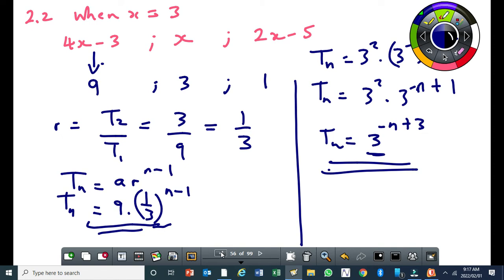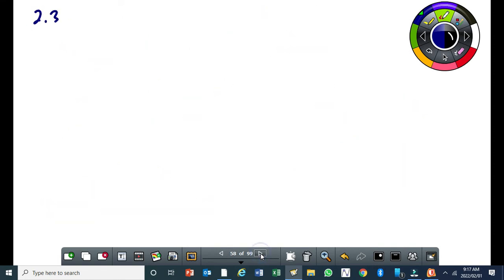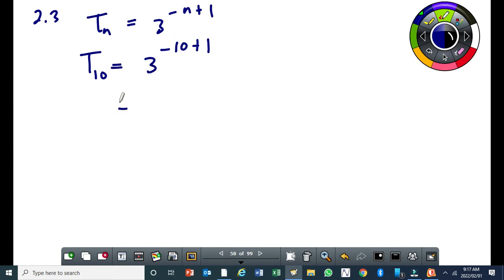Tn equal to 3 to the power of n plus 1. So I'll write here, Tn equal to 3 to the power of n plus 1. So T10 is going to be 3 to the power of minus 10 plus 1. And this will give you 3 to the power of minus 9. Now, if you want to try and simplify this, you're going to end up with a very large number. So you can leave your answer like this, in exponential form.